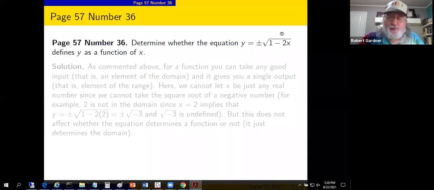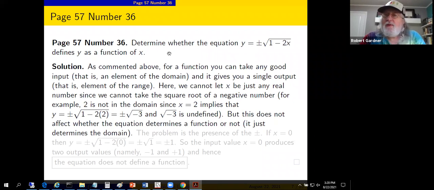Here's one that's a little more interesting because it's not a function. Determine whether the equation y equals plus or minus square root of 1 minus 2x defines y as a function of x. Again, for a function, you take any good input, that is an element in the domain, and it gives you a single output if it's a function, that is a single element of the range.